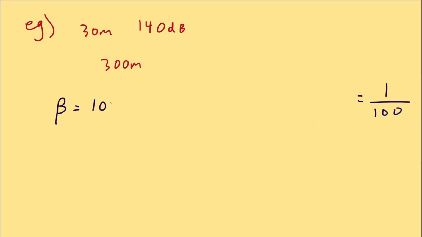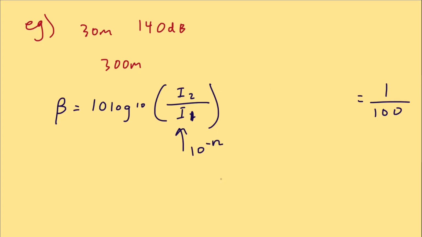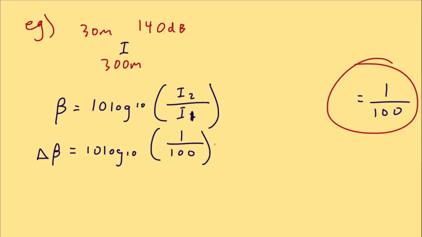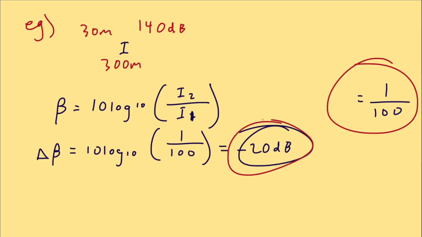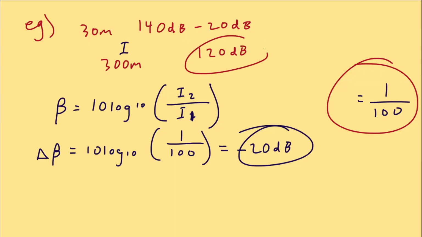Sound level is 10 log 10 of intensity over intensity. And we're not going to use 10 to the power of negative 12 for this bottom denominator this time, because we're only looking for a difference here. We don't care about absolute sound level. So if it dropped by 100, then the change in sound level is 10 log 10 of 1 over 100, because that's the difference in intensity. This is negative 20 decibels of difference. So that means we take away 20 decibels from our original sound level. This gives us 120 decibels. So we moved away 10 times further and we minus 20 decibels.